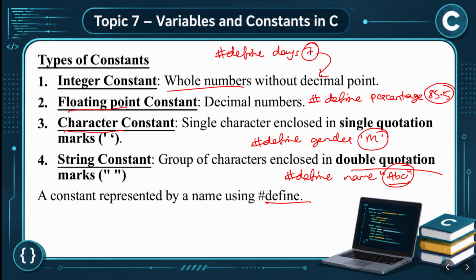Okay, hope I'm clear with this. So in this video, we have covered what is a variable, how to name the variable, what are the different rules we follow, what is a constant, what are the different types of variables and constants.